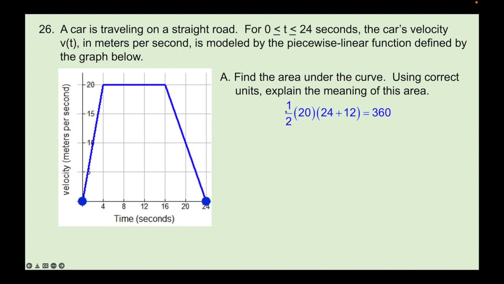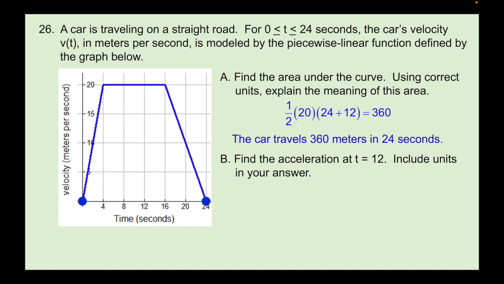So it's going to be 1/2. The height is 20, and then we've got to find the sum of the bottom and the top of the trapezoid. So this bottom piece is 24 units, the top piece is 12 units. Together, that gives you 360. So this means that the car travels 360 meters in 24 seconds.